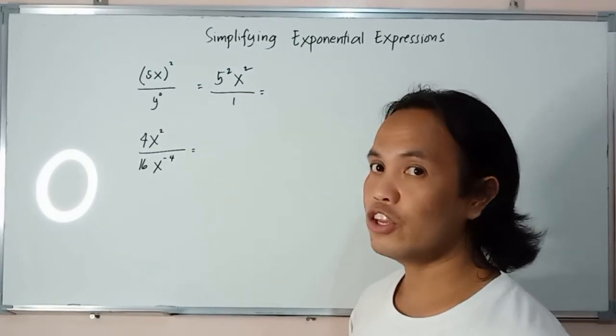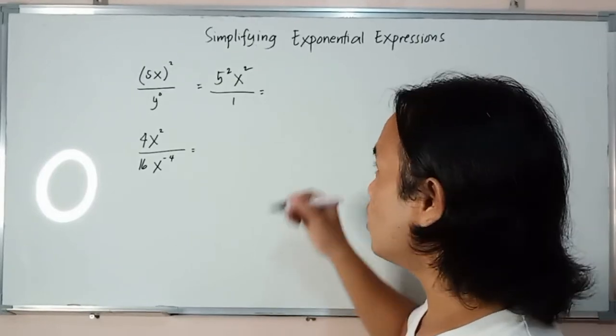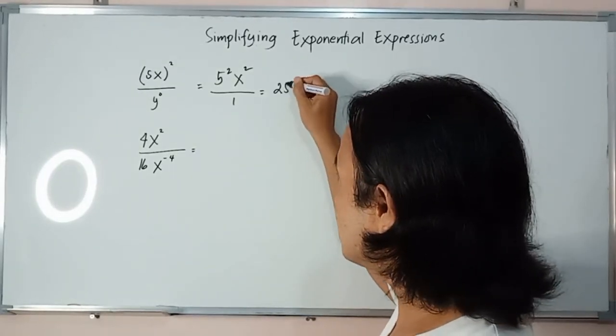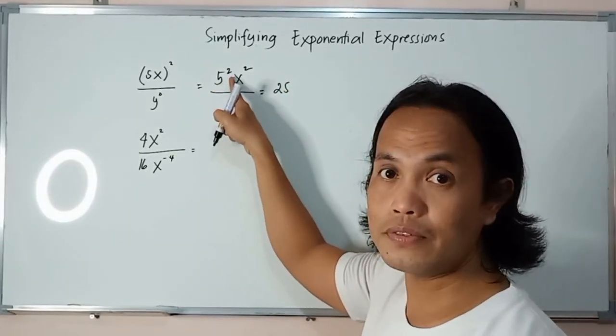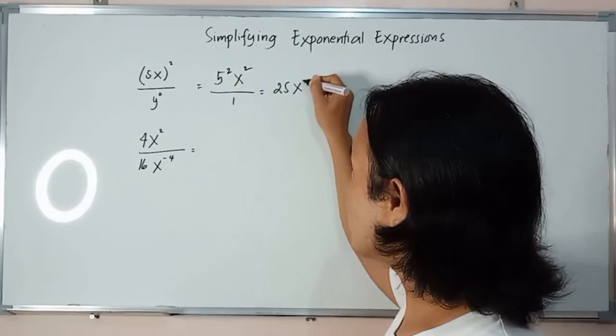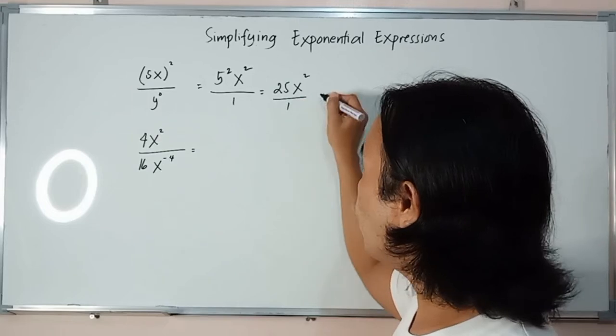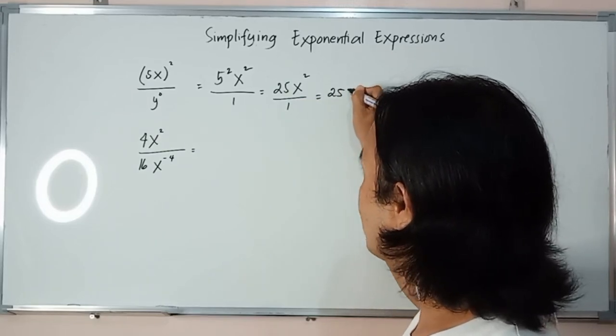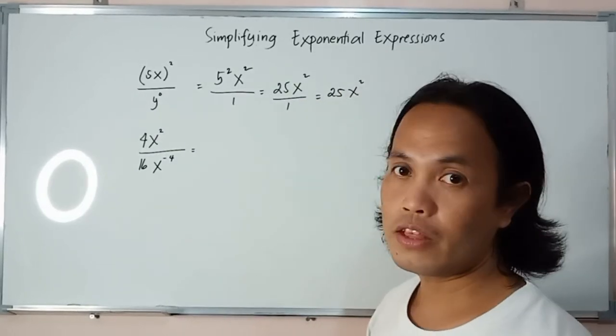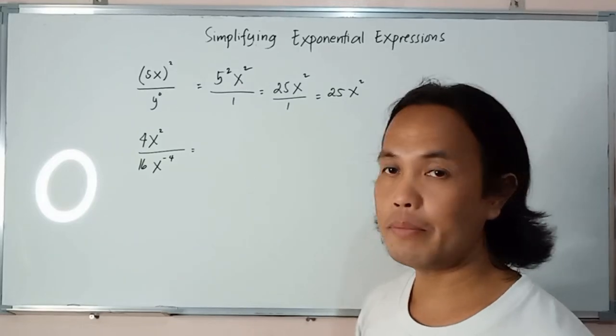And we simplify the numerator. 5 squared is just equal to 25. That means 5 times 5. Then we copy x squared. We can write assume denominator 1, or the final answer would be 25x squared. There's no need for us to write the denominator 1.